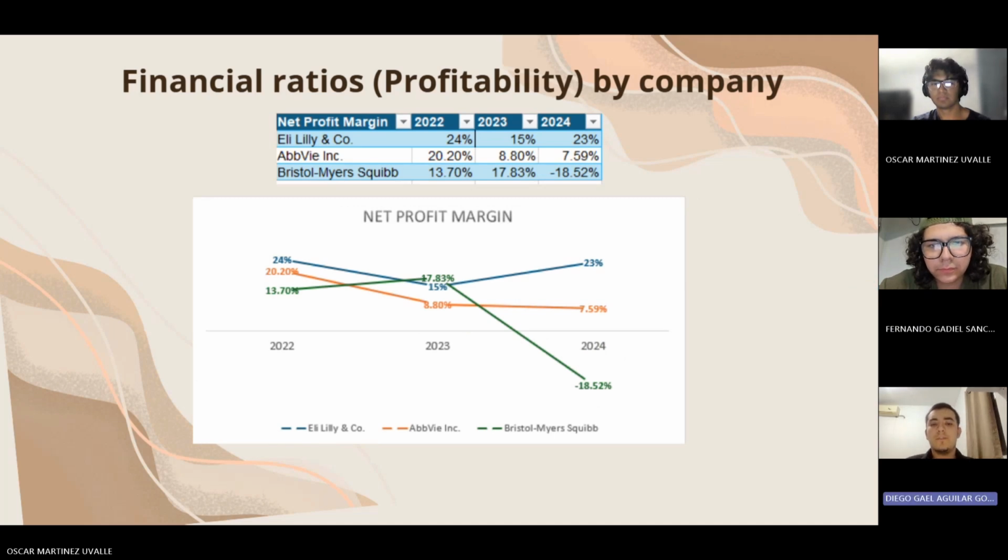Now we're going to talk about the net profit margin of the three companies. As we can see in the charts, again, Bristol Myers had the lowest fall of all the companies, which falls from 70.83 to negative 18.52, while the other two companies, Eli Lilly and AbbVie, remain kind of constant in a way.